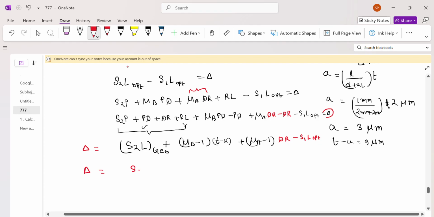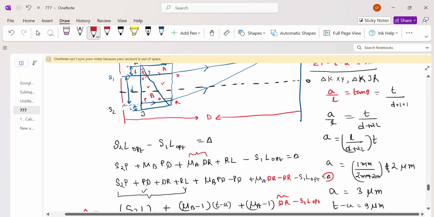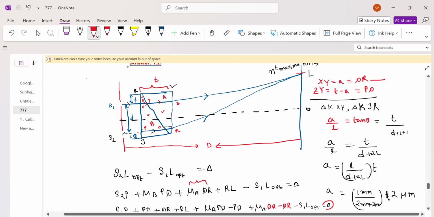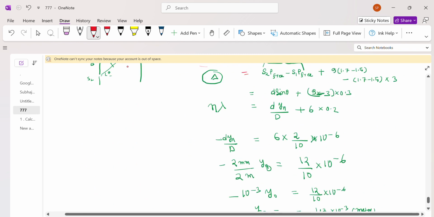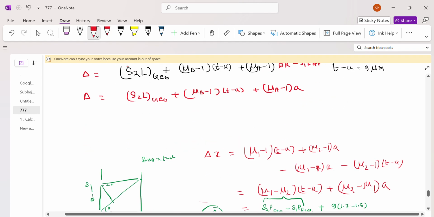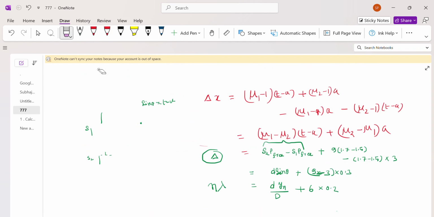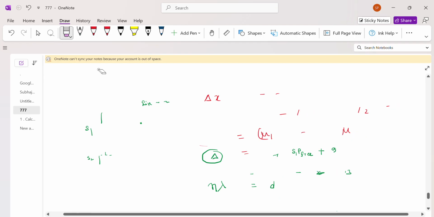So delta will become S2L geometrical plus mu B minus 1 into t minus a, plus mu A minus 1 into a, because this QR is a, which follows from equation number a. Let me clear this once in a while, so it will be easier to make you understand. This is some rough work that I was doing, don't worry.